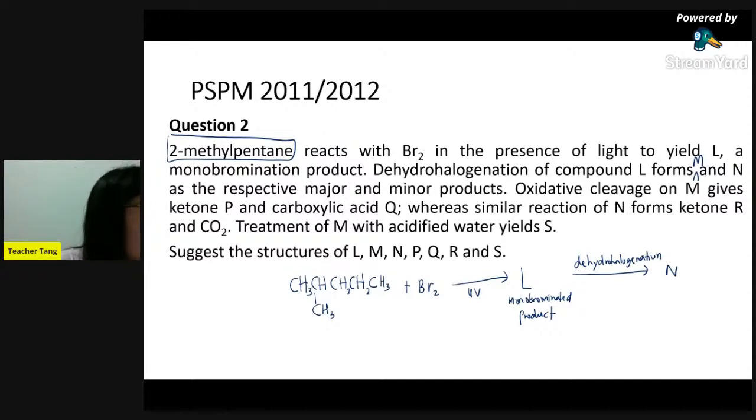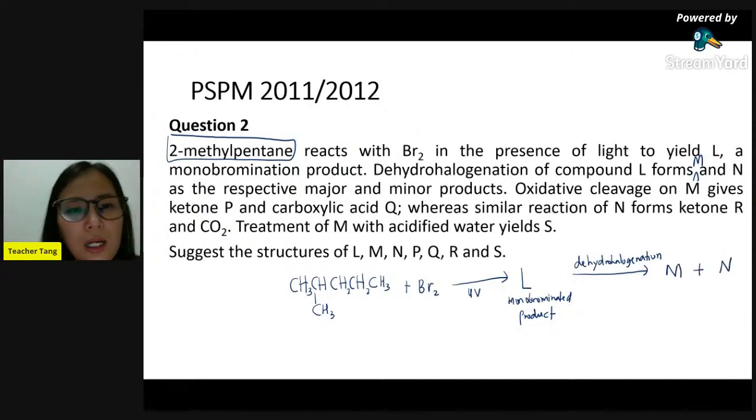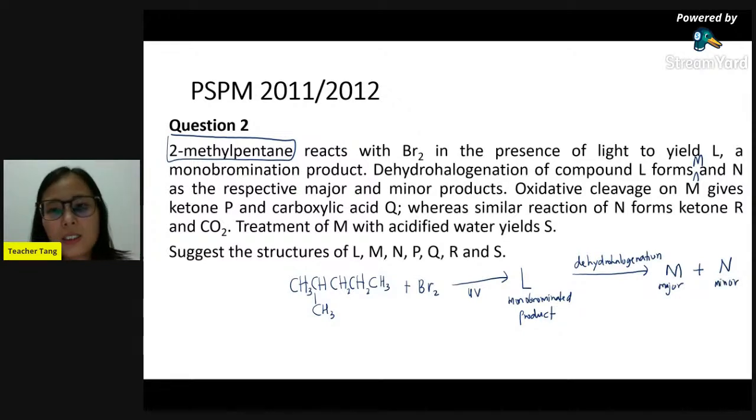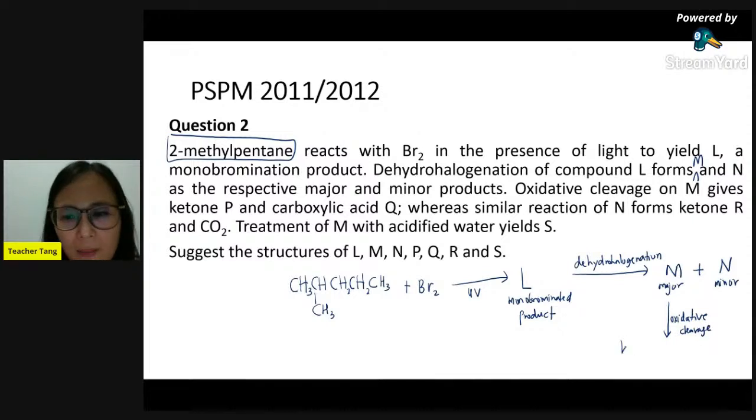So you can have a look at the question in your book. So M and N. M is the major and N is the minor product. And the question says M undergoes oxidative cleavage, giving you ketone P and also carboxylic acid Q.